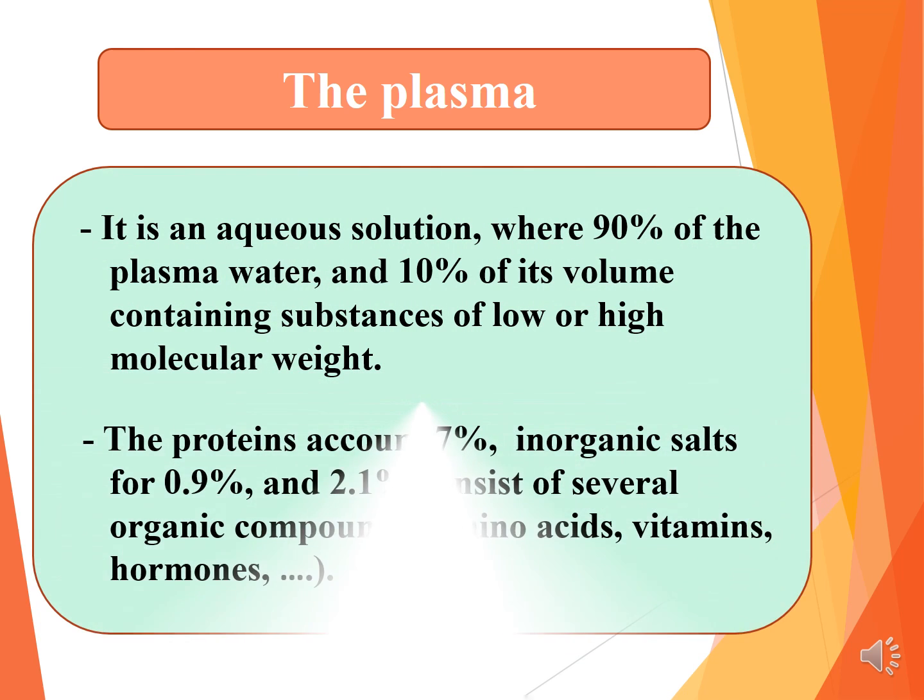The plasma is an aqueous solution where 90% of its volume is water and 10% of its volume substances with low or high molecular weight. البلازما هو عبارة عن 90% water و10% different substances. From this 10%, the proteins account for 7%, inorganic salts about 0.9%, and 1% consists of several compounds such as amino acids, vitamins, and hormones.